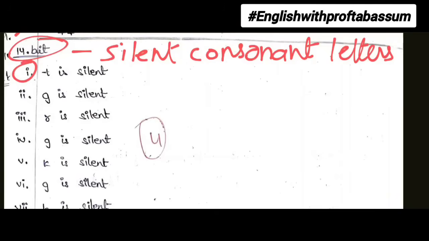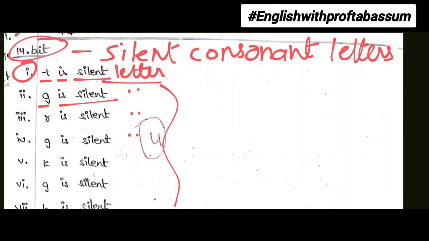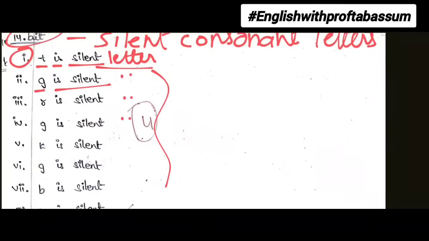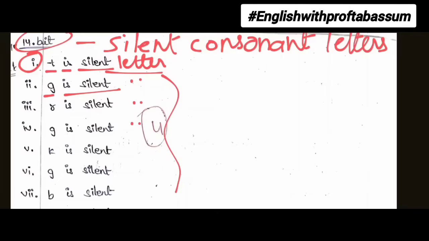So in the exam, you must write bit number 14, first Roman number. T is silent letter. This whole thing you must mention. Some students just underline the silent letter in the word and leave it. So don't do like that. Write properly. So total 10 questions you'll get. Out of that any 8, each one carries half mark.